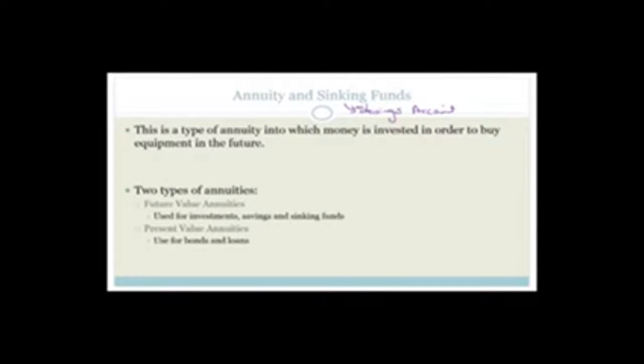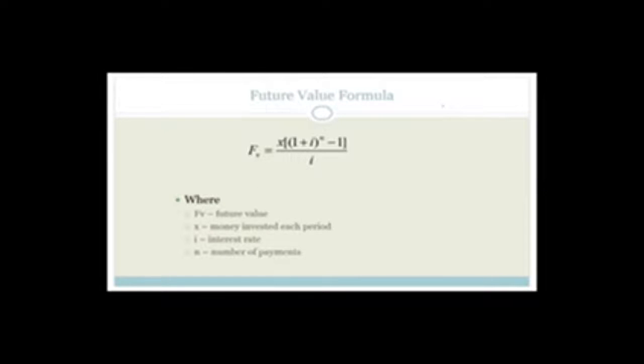Okay, so let's talk about the future value formula. You are given this formula. It's just how to use it. You just need to know how to use it. So it says the future value, FV, is the future value. x is the money invested for each period, i is the interest rate, and n is the number of payments.